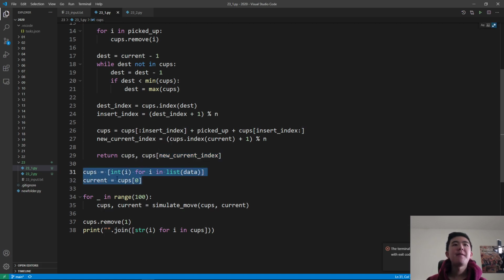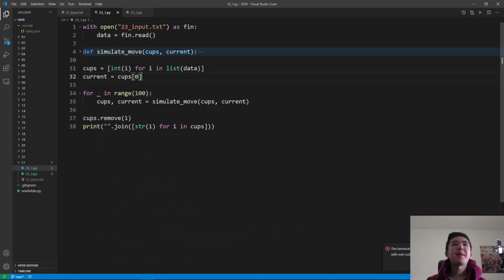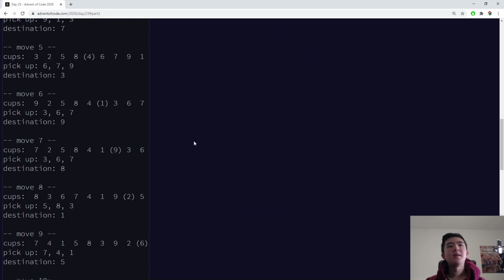Okay, so after that, we just parse our input by turning it into a list and then turning that into a list of integers. And then we describe our current cup as the first cup in the list. Then we repeat 100 times, we simulate a move, and then we assign the result of that move to our variables. And then after that, we remove the 1, and then we just join it all together. So that's it. Yeah, pretty simple.